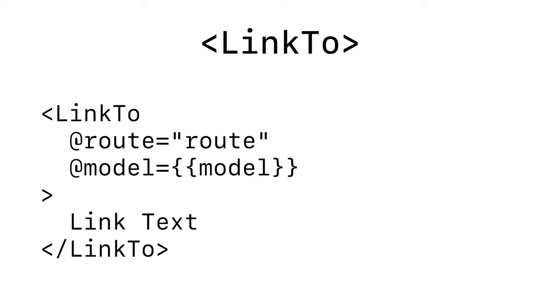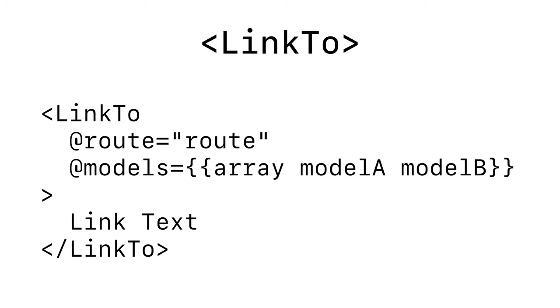If you need to pass a model, we used to be able to do that as a second positional argument. We now will pass that also as a named argument called model. If it's a singular model, you can use model. If it happens to be multiple models, you can use models and use the array helper to pass more than one model.